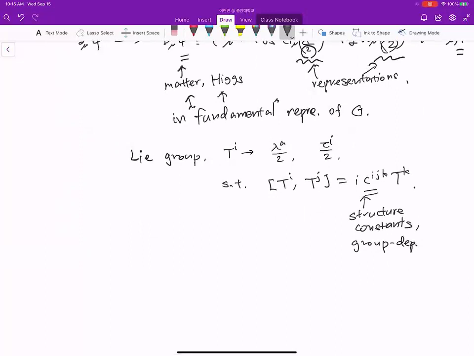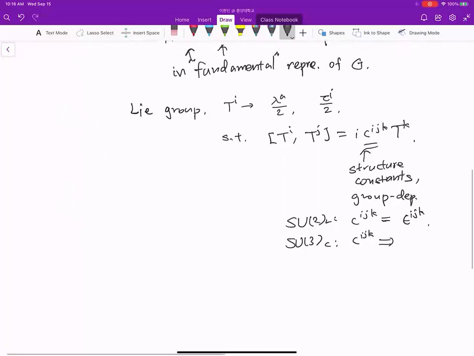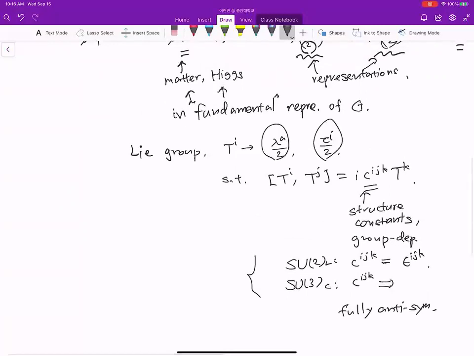So in the case of SU2, as we discussed, this group structure constant is nothing but epsilon ijk, the Levi-Civita symbol, so 1 or -1. But in the case of SU3, it's more complicated. You can check this more explicitly. It's not epsilon ijk; it's some numbers that depend on the indices. But in general, it is totally fully antisymmetric. So if you interchange a pair of indices, then you will get a minus sign. So this is the universal structure.